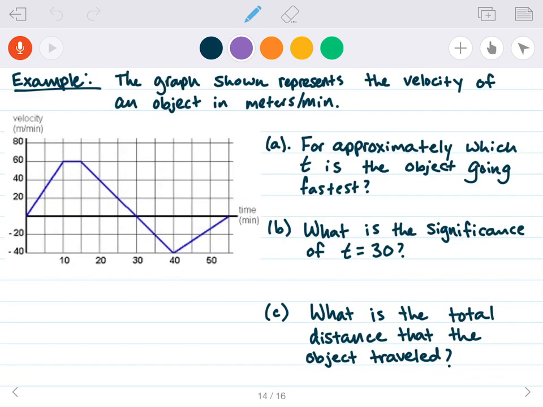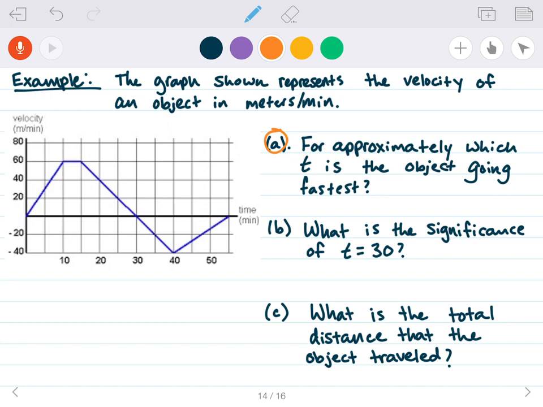All right, the graph shown represents the velocity of an object in meters per minute. For approximately which t is the object going fastest? And the next question is, what is the significance of t equals 30, and what is the total distance? Okay, so let's take this question by question.